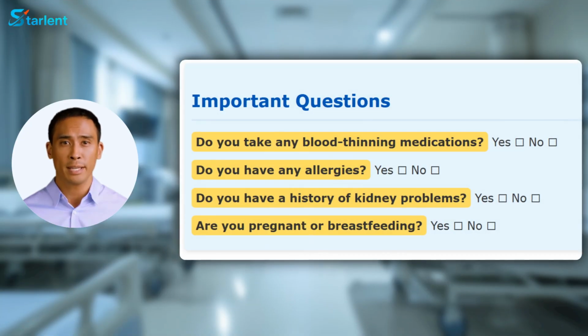Complete the checklist honestly. Key questions include: do you take blood-thinning medication? Do you have any allergies or kidney problems? Are you pregnant or breastfeeding? Your answers help the medical team plan your procedure safely.